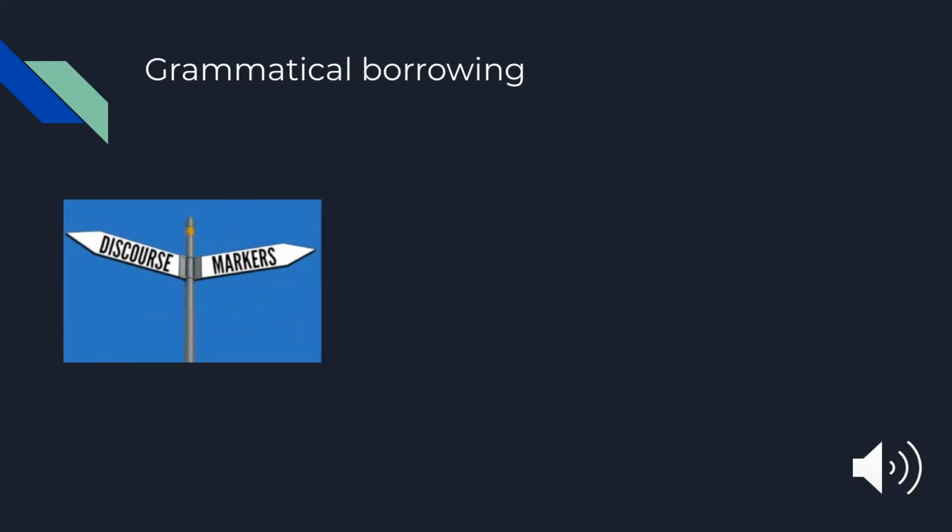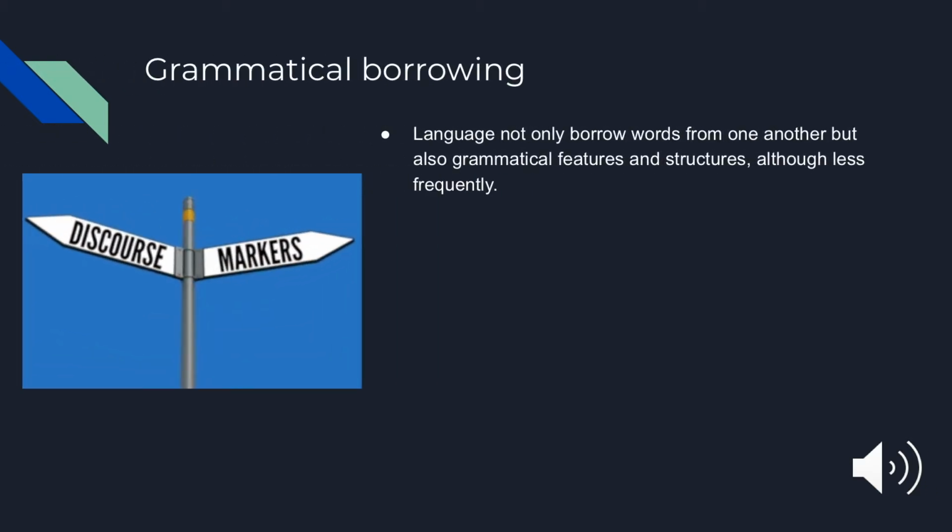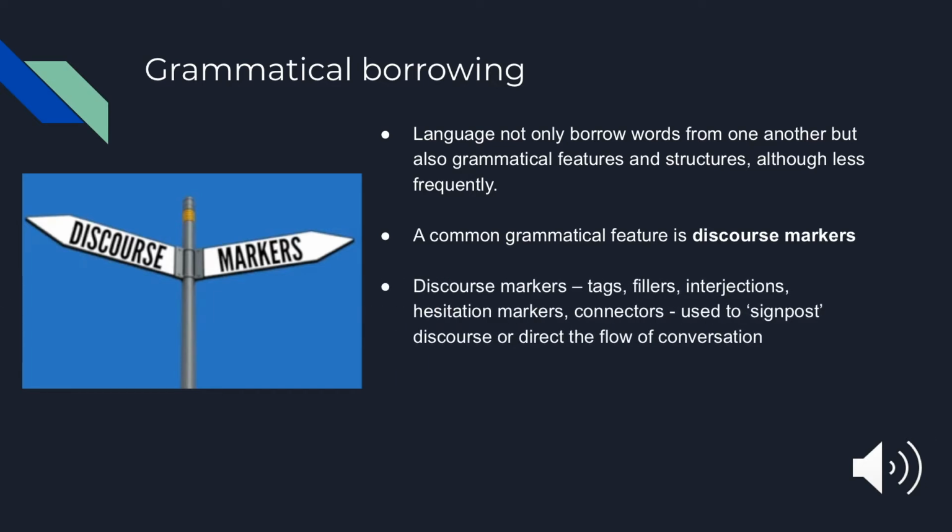Over the course of history, evidence has shown the linguistic effects of languages in contact and how these shape language change. Languages not only borrow words from one another, but also grammatical features and structures, although less frequently. The study we're going to discuss focuses on grammatical borrowing. To be more specific, the borrowing of discourse markers, otherwise known as filled pauses.